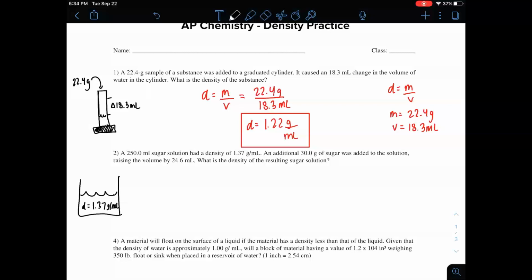1.37 grams per milliliter originally, okay? And it has a volume of 250 mils. Now, the question is, how much sugar do we have in this originally? If I were to call this volume 1, the question then is what is mass 1?